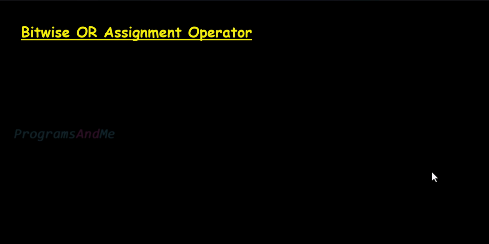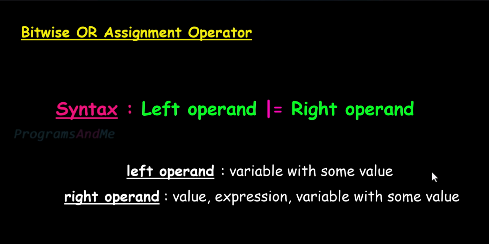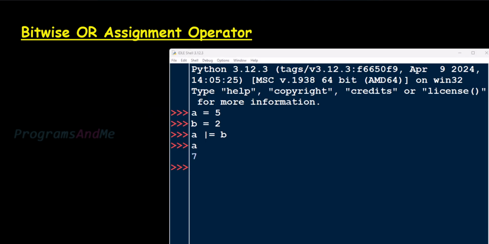Next operator is the bitwise OR assignment operator. The symbol is this, bitwise OR and assignment operator. The syntax is this: left operand, bitwise OR assignment operator, right operand. The left operand can be a variable which refers to some value. The right operand can be a value or an expression or a variable with some value. This operator is used to perform the bitwise OR operation on the operands and then assign the result to the left operand. Here is an example.